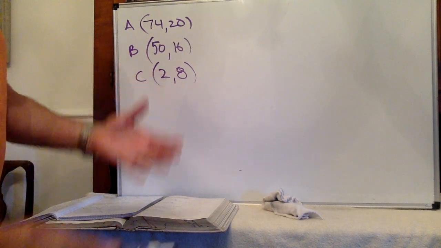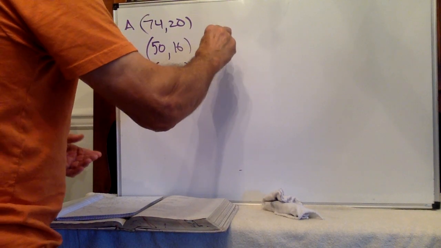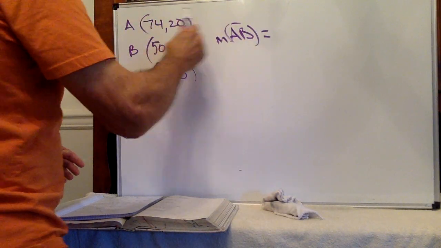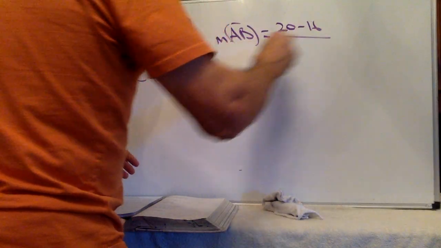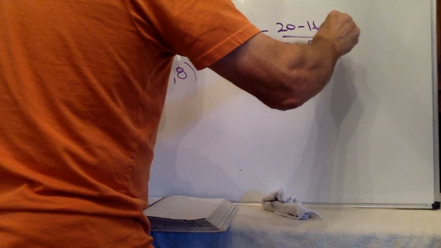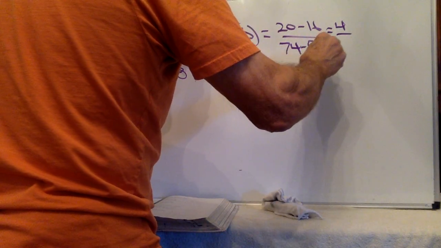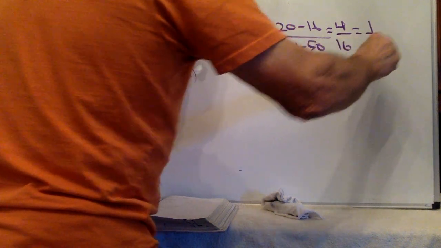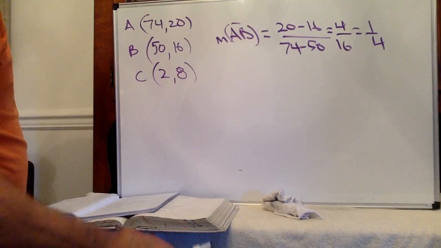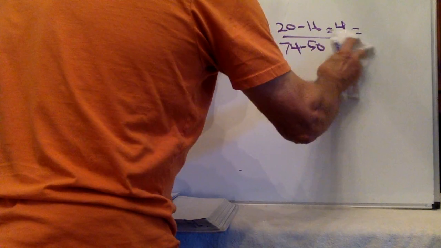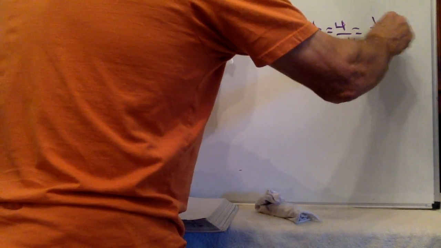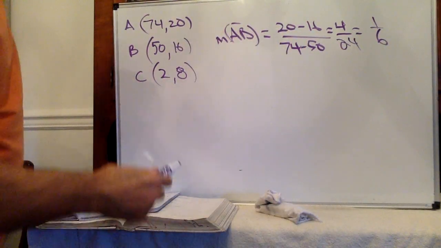So, what we just said in the first part, let's find the slope from A to B. All right, the slope of AB. 20 minus 16 over 74 minus 50. 20 minus 16 is 4. 74 minus 50 is, I take that back, 74 minus 50 is 24. You get 1/6. Did that on purpose.